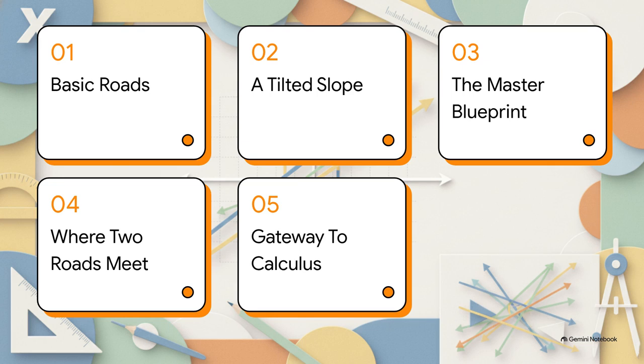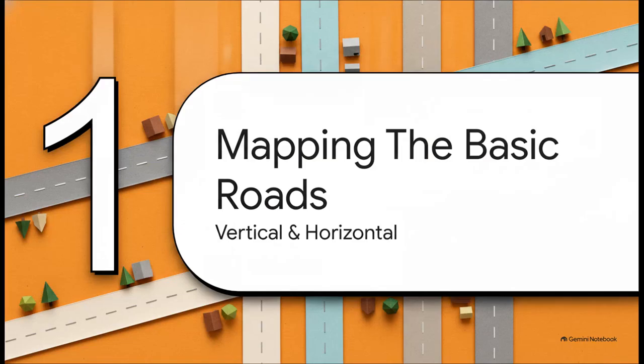So here is our roadmap for today's journey. 1. Mapping the basic roads. 2. Adding a tilted slope. 3. The master blueprint. 4. Where two roads meet. And finally, 5. The gateway to calculus.